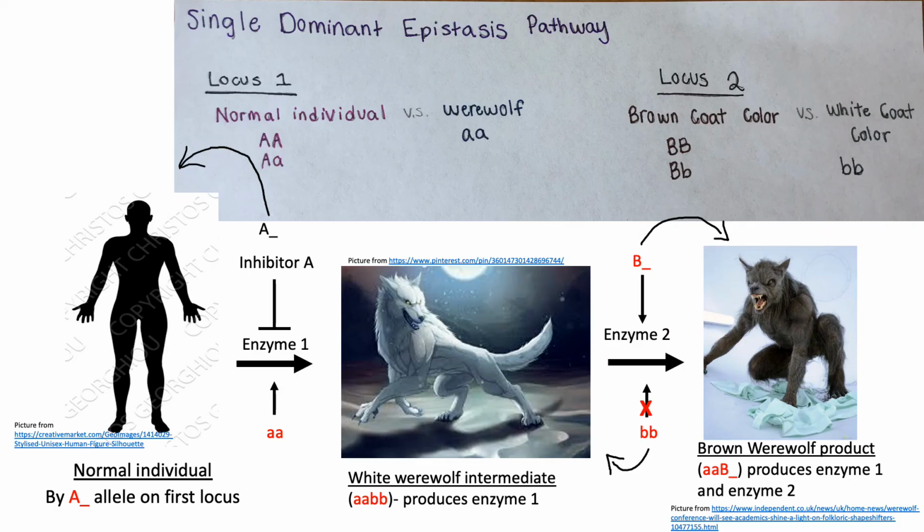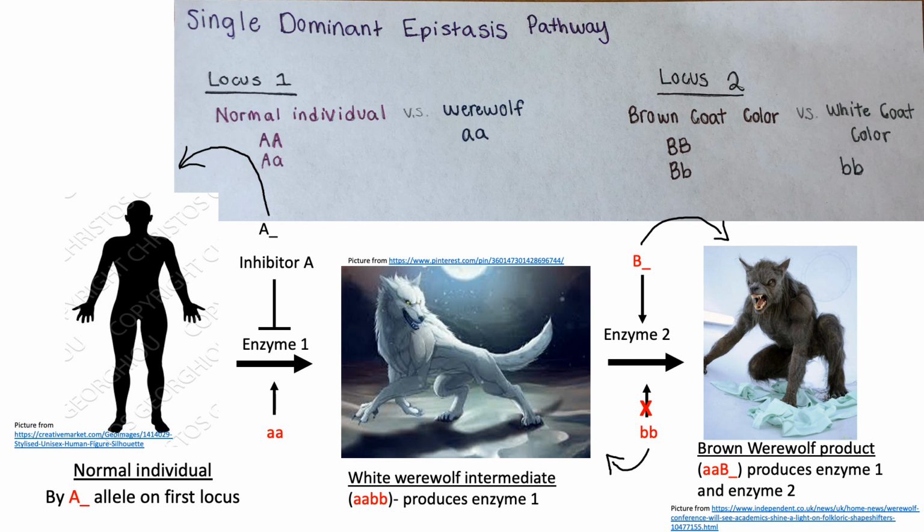In single dominant epistasis, if the dominant allele is on the first locus, it will mask or dominate the allele at the second locus. However, if the first locus is recessive, then the second locus is not masked. In other words, if the gene has a dominant allele on the first locus, it will mask all other alleles at the second. As seen in the pathway, the genotype with a big A inhibits the enzyme which would activate the werewolf gene, so big A individuals are normal.